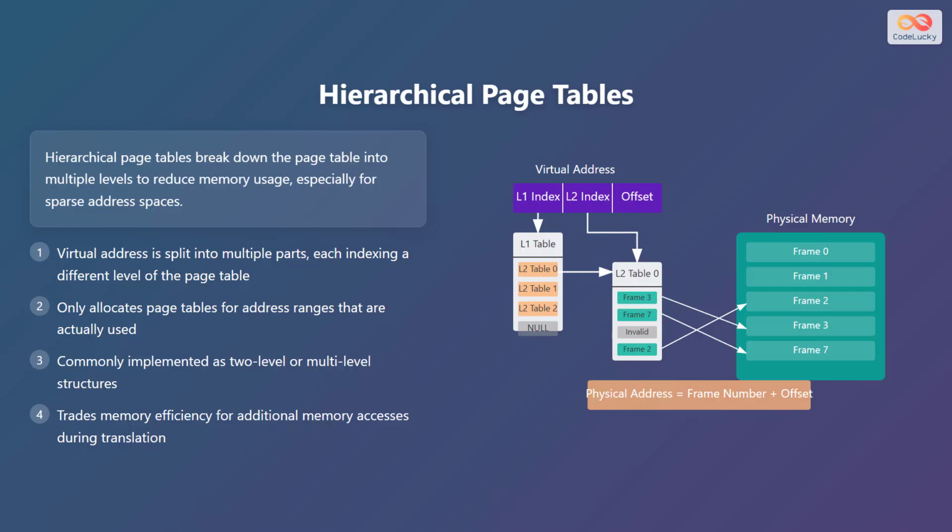Trades memory efficiency for additional memory accesses during translation. This design choice means that accessing memory may require multiple lookups across different levels of page tables, which can slightly increase access time compared to a single-level page table.